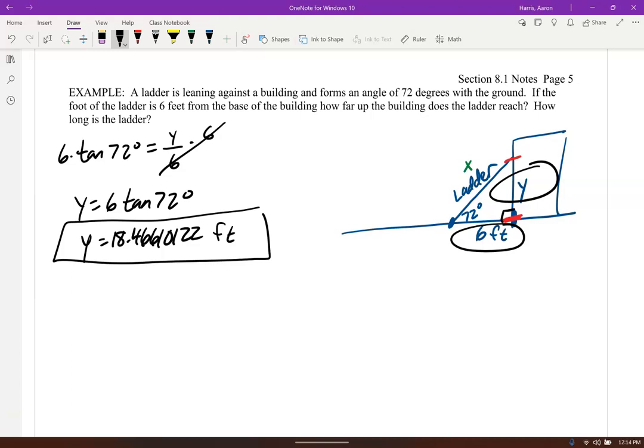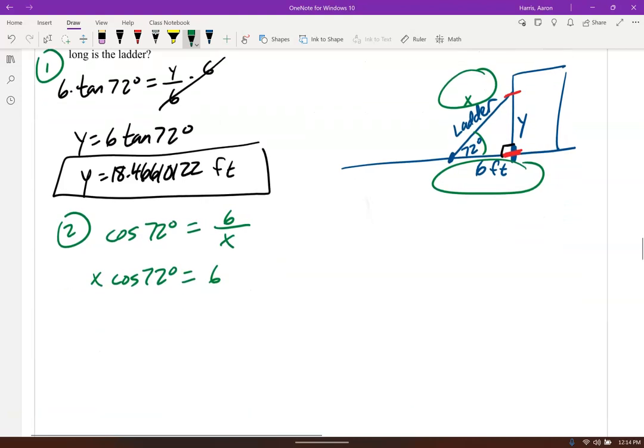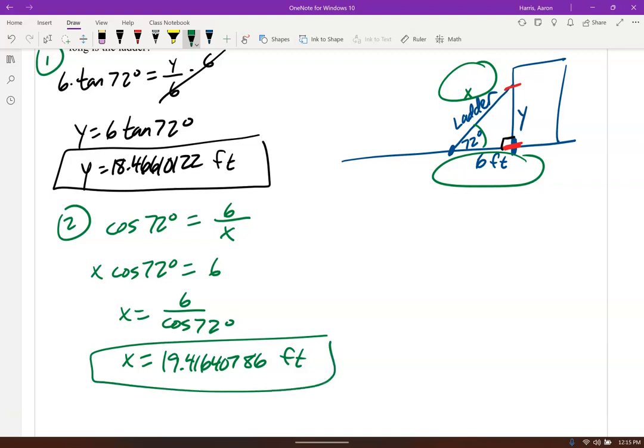And then let's go ahead and solve for x now, right? So notice I have the 72 degrees. There's my reference angle. I'm going to go adjacent over hypotenuse this time. So I'm going to use cosine. Cosine is the adjacent over hypotenuse. So I'm going to multiply both sides by x. Remember, cosine 72 degrees is just a number, so I got to divide both sides by cosine 72 degrees. I'm going to go ahead and punch that in. So 19.42 feet is how long this ladder is.